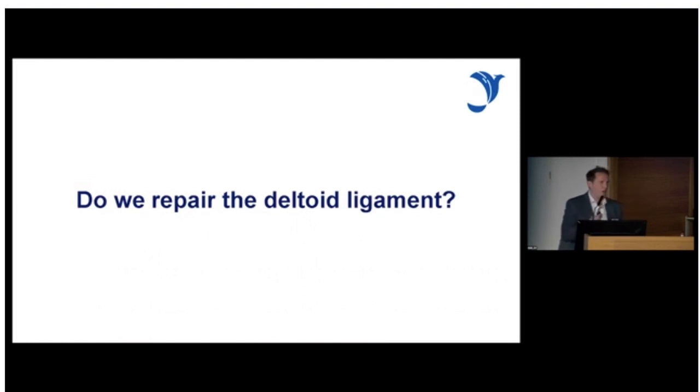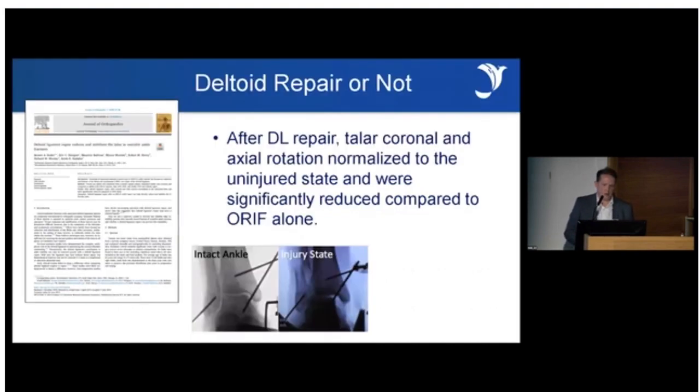Okay, so I grew up on a concept that we never repair deltoids because there was no difference. We just don't do it. Okay, biomechanical studies. Nish Kadakia was in Michigan, one of my mates, and he's done quite a lot on this. After deltoid repair, talar coronal and axial rotation normalized.